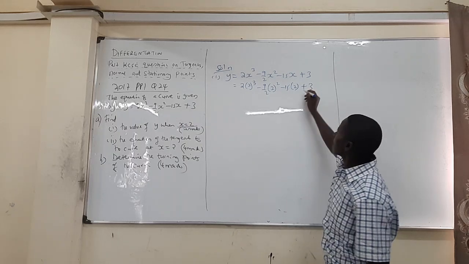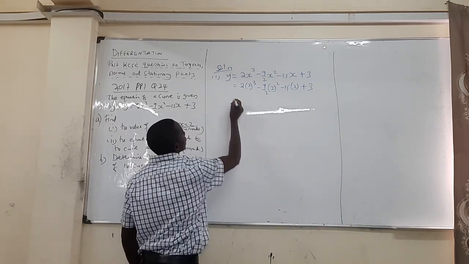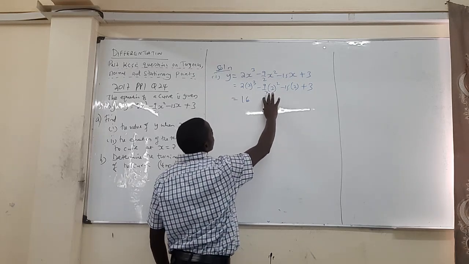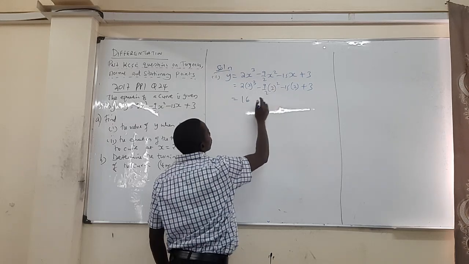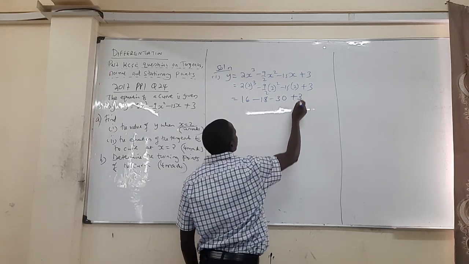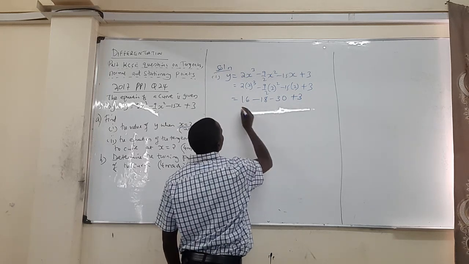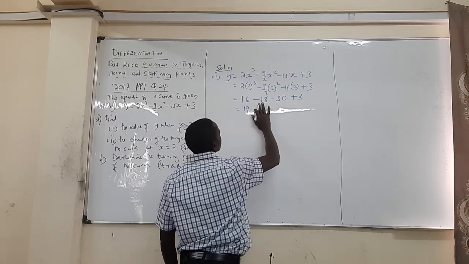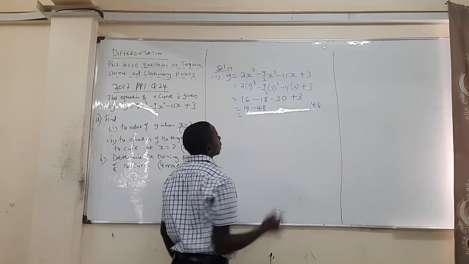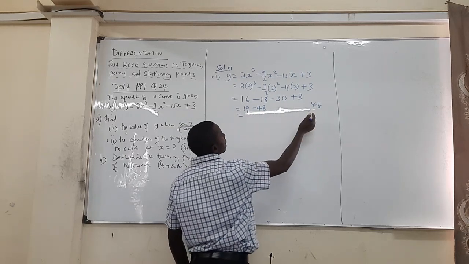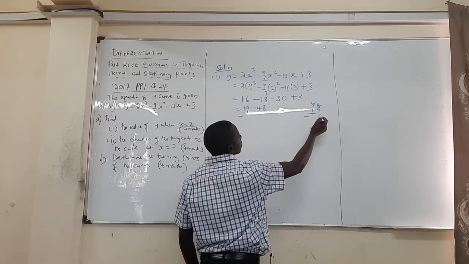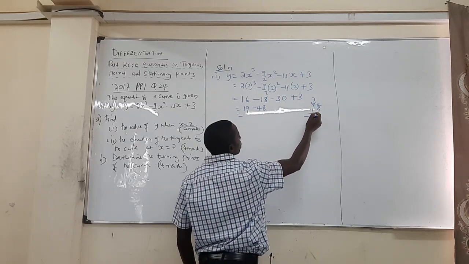So I'm going to have 2 cubed is 8, times 2, you get 16. Then 2 squared is 4, divided by 2, you get 2, 9 times 2, you get minus 18. Then 15 times 2, you get minus 30, then you add 3. So this is going to be 16 plus 3, you get 19. Then minus 18 minus 30 is going to be minus 48. So you get 19 minus 48, which gives minus 29.